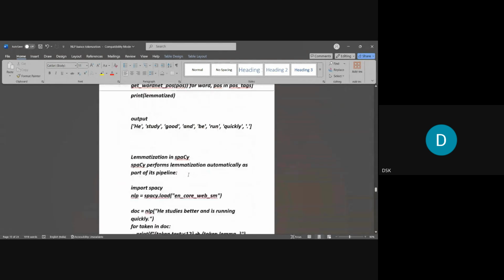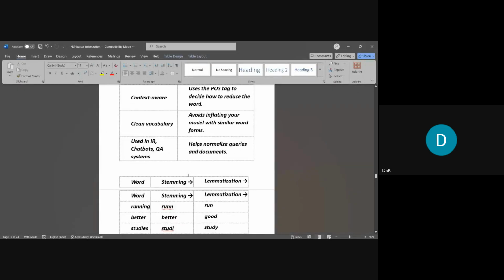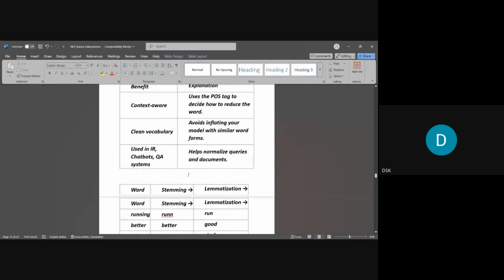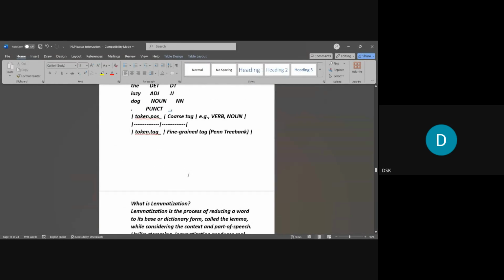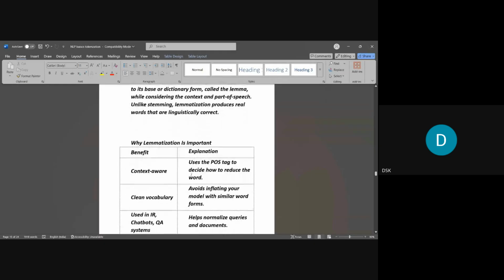So, as explained above, it is a process of reducing a word to its base dictionary form, called the lemma. While considering the context and part of speech, unlike stemming, lemmatization produces real words that are linguistically correct.